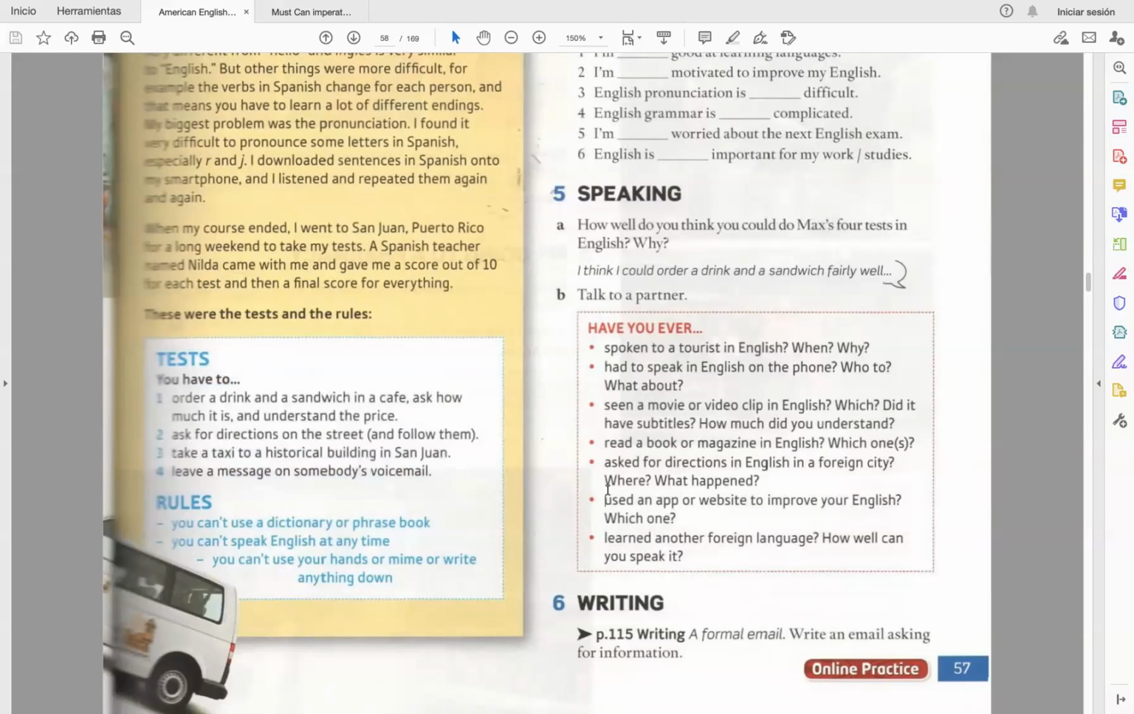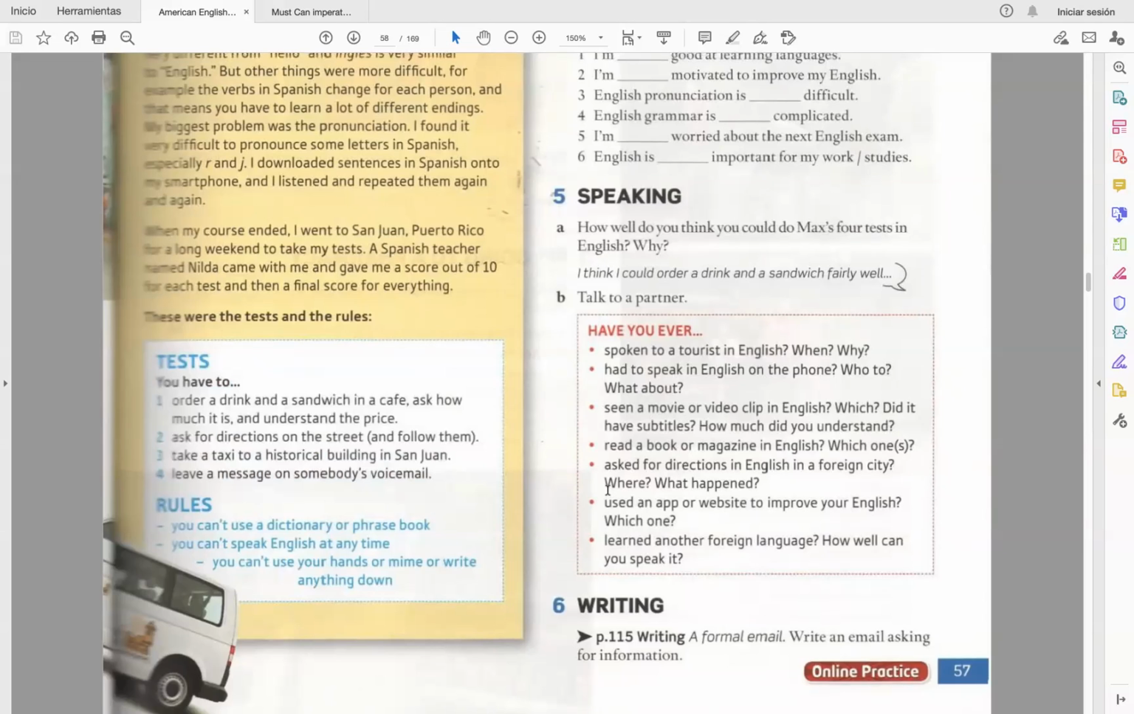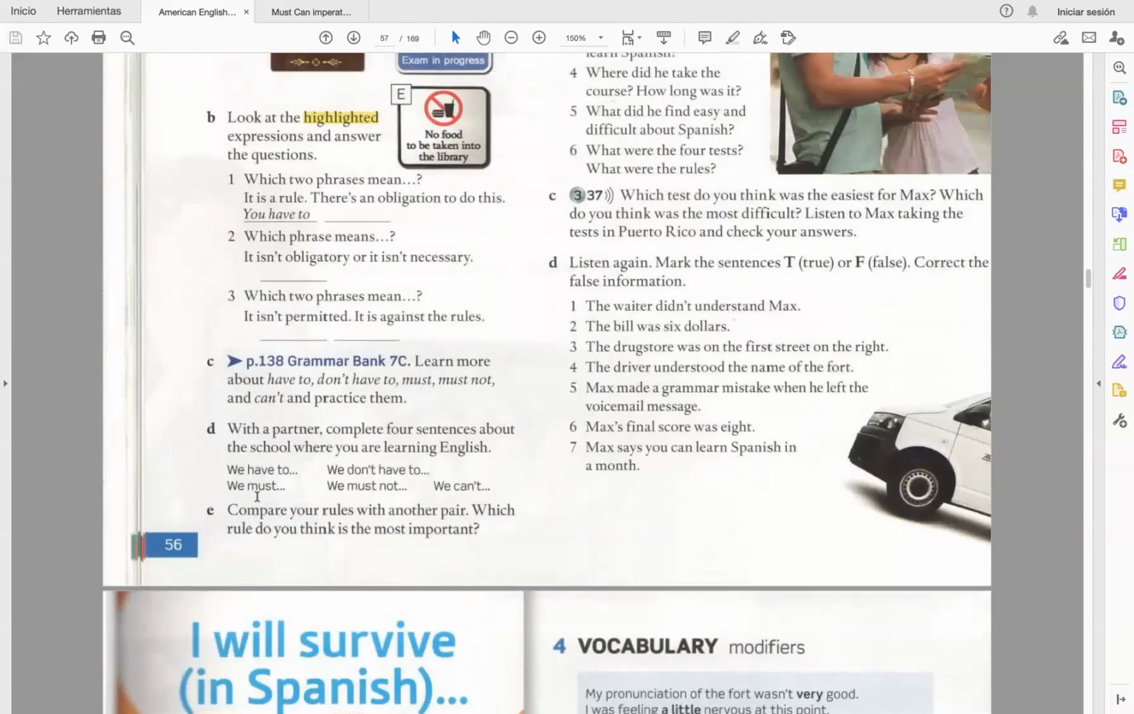Okay, I need to give you homework for next class. I want you to go to page 138. Go to page 138. Page 138.